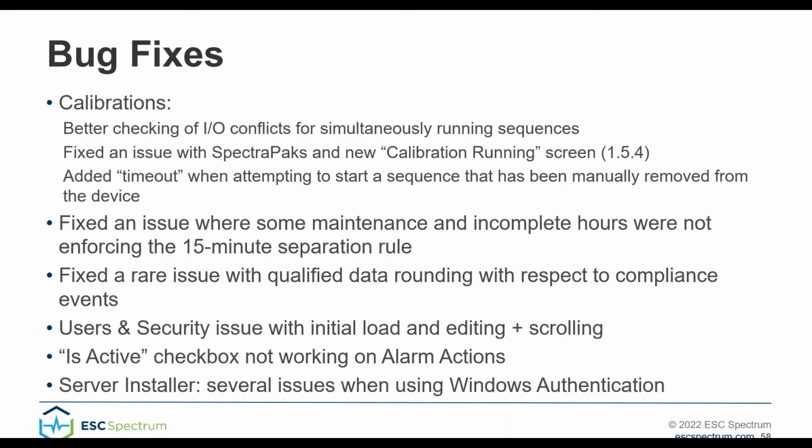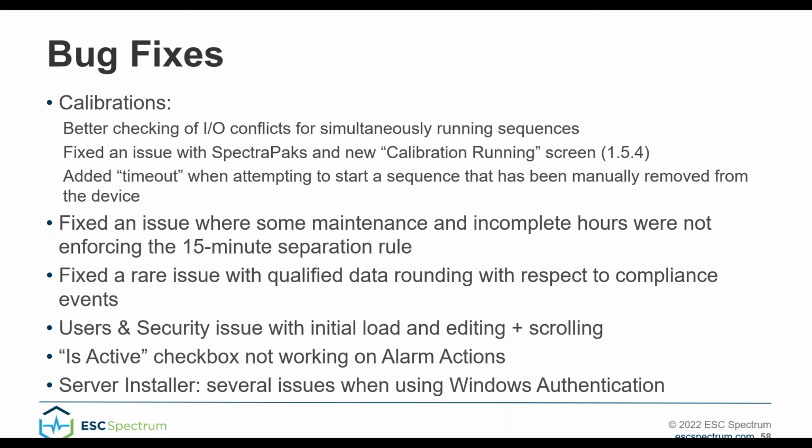Some bug fixes I'll go over pretty quickly. We've done better checking of the I/O conflicts for simultaneously running sequences. A little background on that: the SpectraPack device did not allow for multiple sequences to be run at the same time. However, the 8864 does support that capability, so long as the I/O doesn't overlap between those two sequences. So we've updated Prism to reflect that and to allow that ability as well, so that you can do that with your 8864 without an issue.